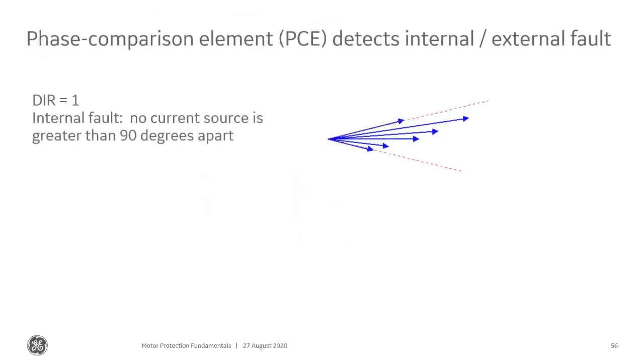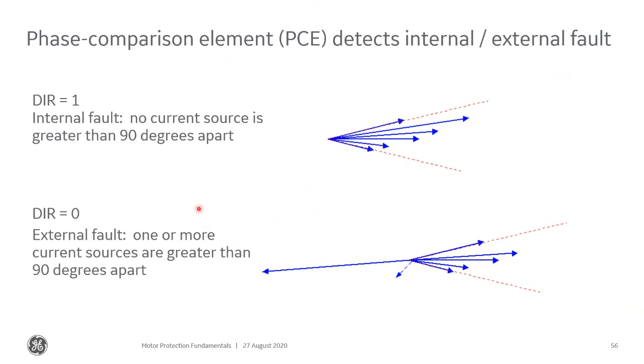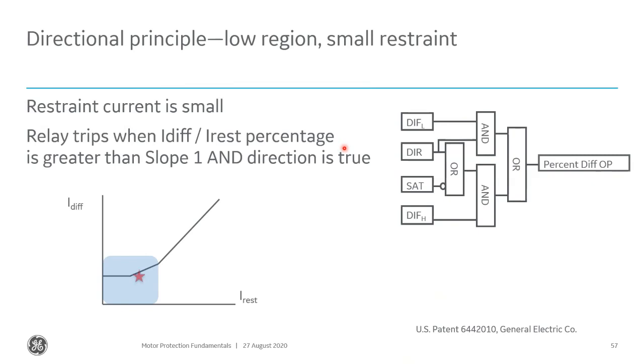The other thing we use in the differential is to look at this directional element. If all of your currents are in the same direction, that is no greater than 90 degrees apart, that's an indication of an internal fault, right? All the current is flowing into the motor. If you have an external fault, one or more of these current sources are going to be greater than 90 degrees from the rest. That sets that direction flag to 0, and we use that in this algorithm here.